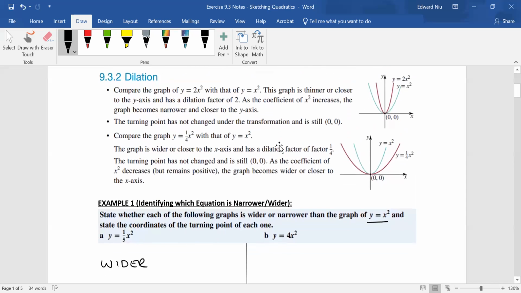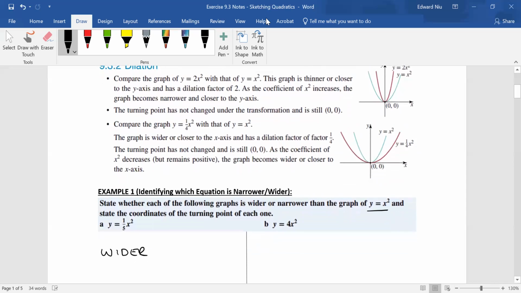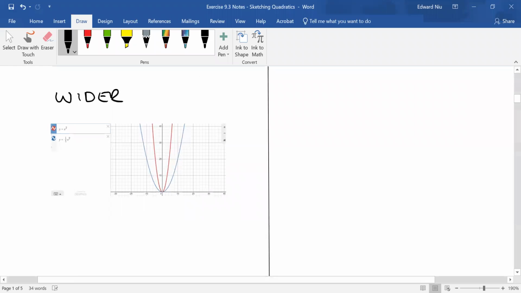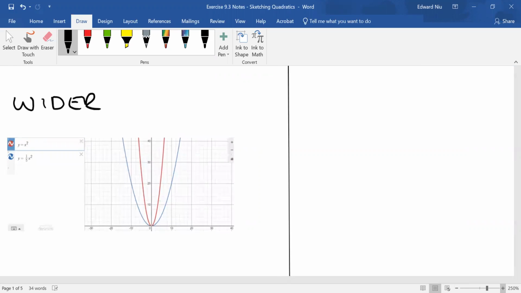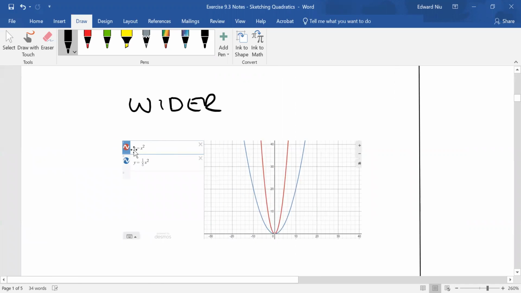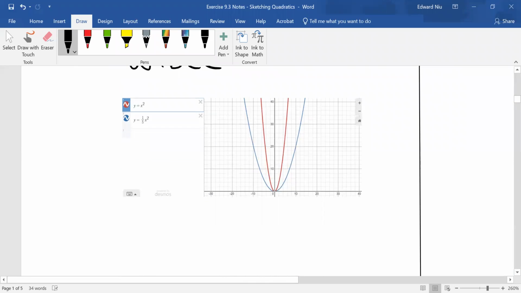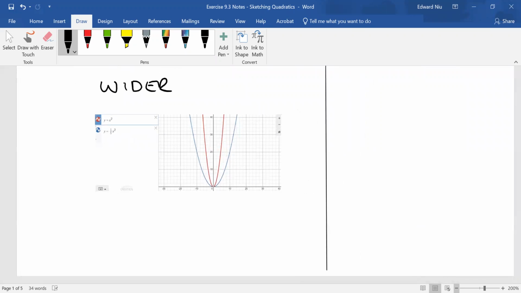Let me just pause this so I can show you. Right, so what you can see here is I've put the graph into Desmos for us to all see. Now, if we zoom in on this graph, key note here is in red, we've got y equals x squared, okay, the generic quadratic example. And then if we have y equals 1/5 x squared, then it becomes wider, which is the blue line, okay, which is our equation here.